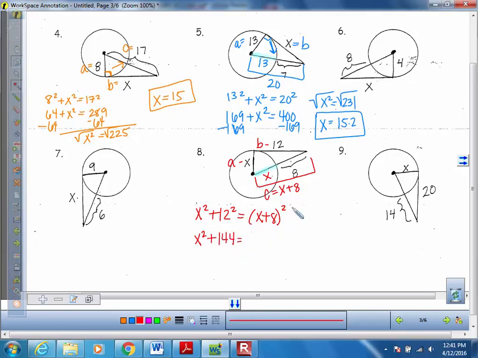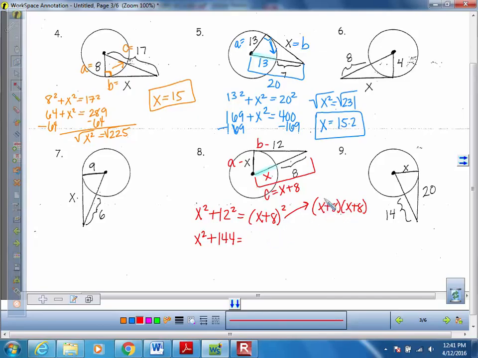144. And what's another way to write this so we don't mess it up? Because we tend to mess it up quite often. X plus 8 times x plus 8. Because if we leave it like this, most of you would tell me it's x squared plus 64. And that's not right. You actually have to FOIL this, okay?